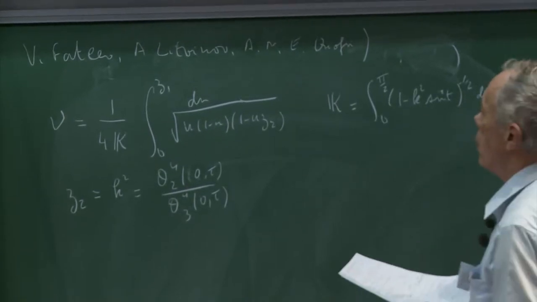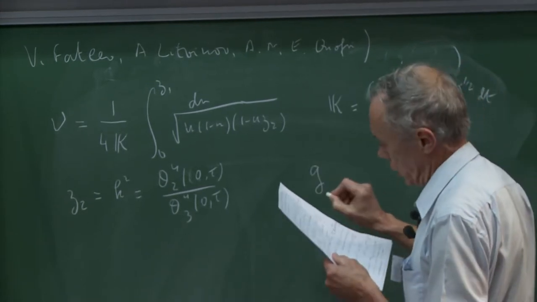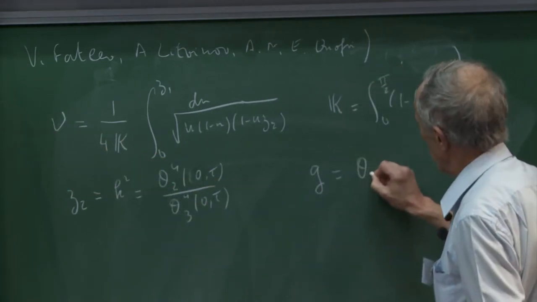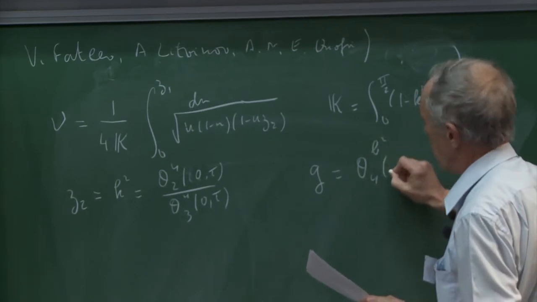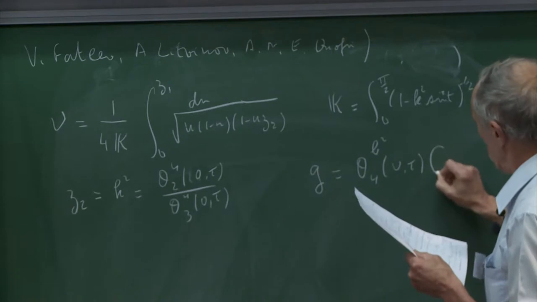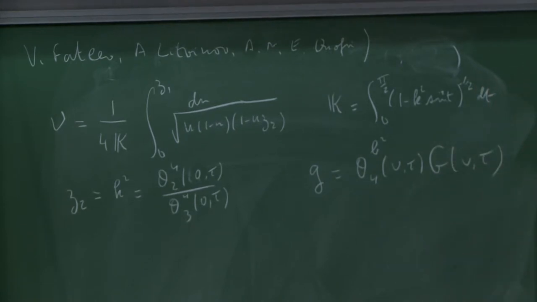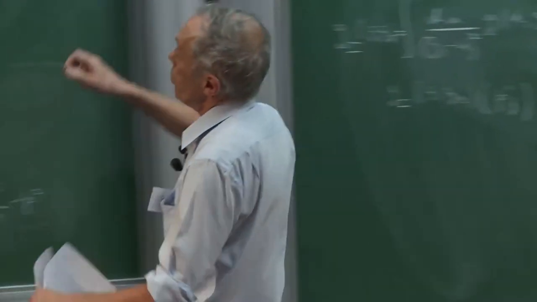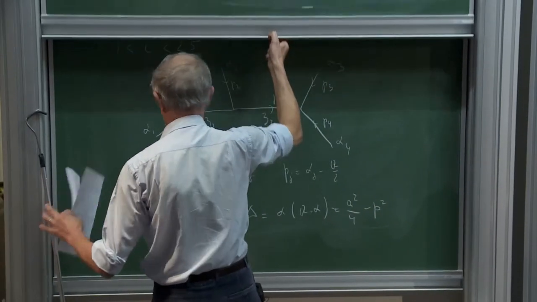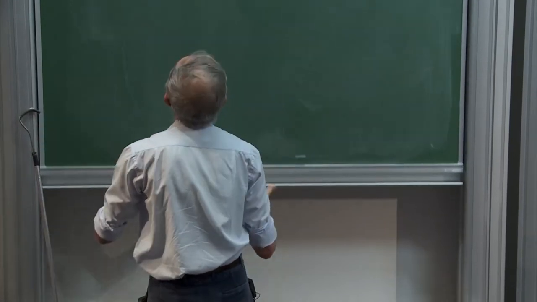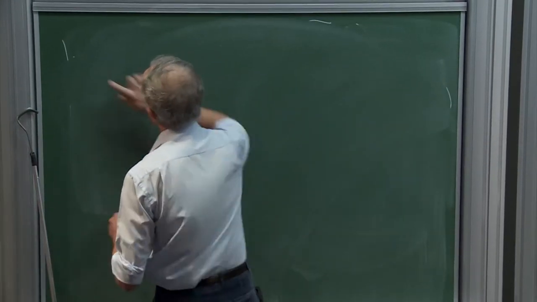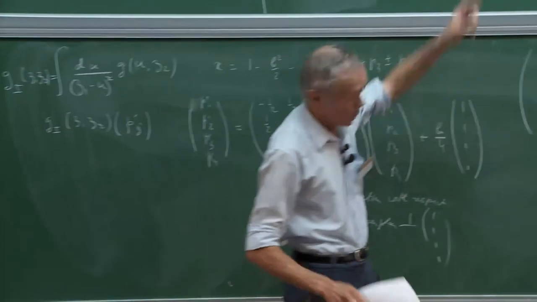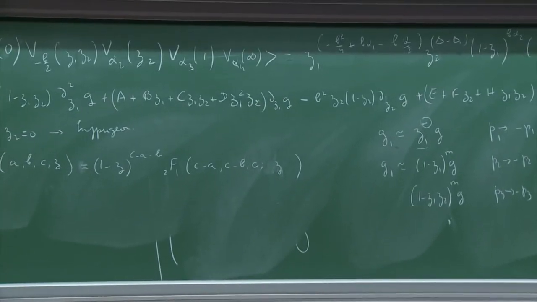Okay. And then furthermore, define the original G of z1, z2, call it g, make this extra change of function, of nu and tau, times this capital G of nu and tau. And then you find that this capital G satisfies a relatively simple equation. The fact that there is this dz2 derivative with respect to z2 is going to come out rather nicely.